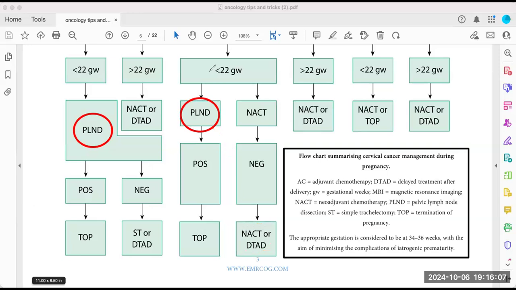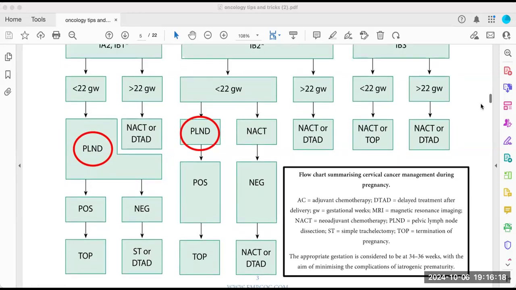Otherwise, if the lady, my friends, has a gestational age of 23 weeks, for example, and stage 1B2, what will you do? If it is already past 22 weeks, there is no role for the pelvic lymph node dissection. So you will offer either neoadjuvant chemotherapy or delay treatment until delivery, and this will be the woman's choice. So here is the choice: neoadjuvant chemotherapy or delay until after delivery.